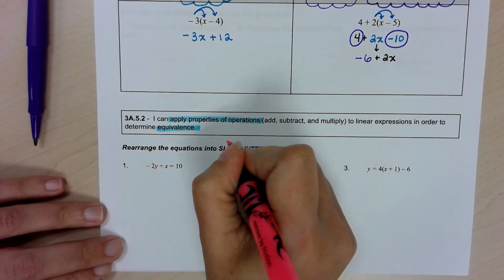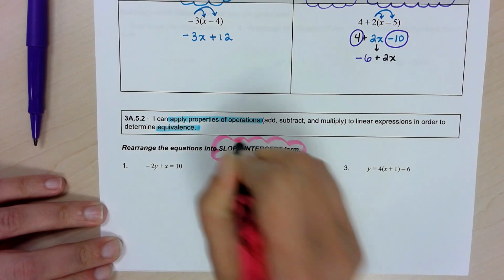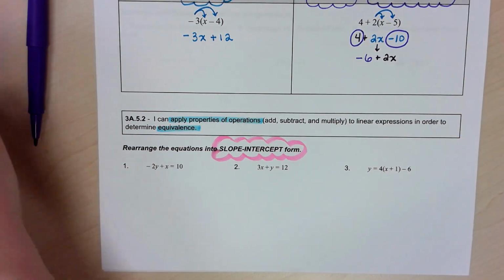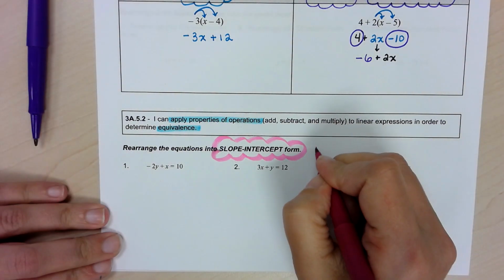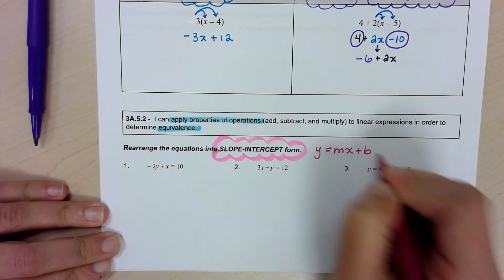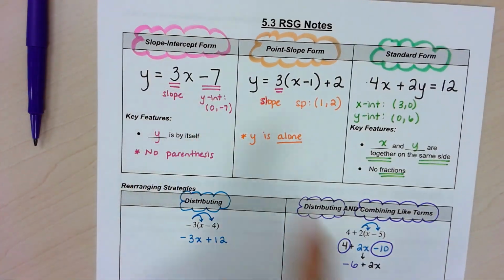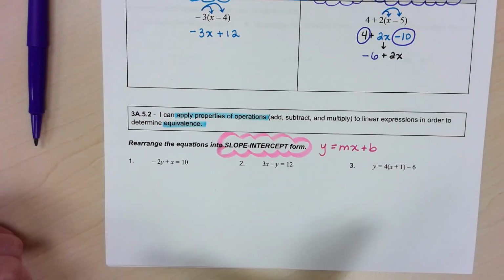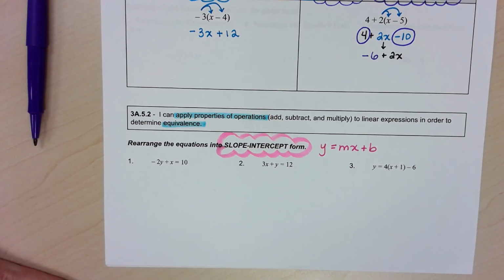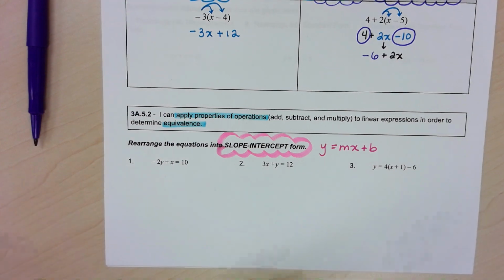Now, as a reminder, slope-intercept form means we want our equation to look like this: y equals mx plus b, just like this equation up here at the top of the page. So we want the y on one side and everything else on the other side, and we want the x part first and the b, the number at the end.